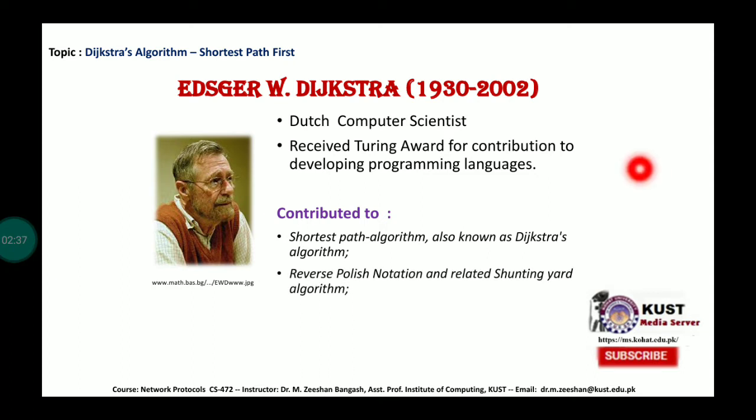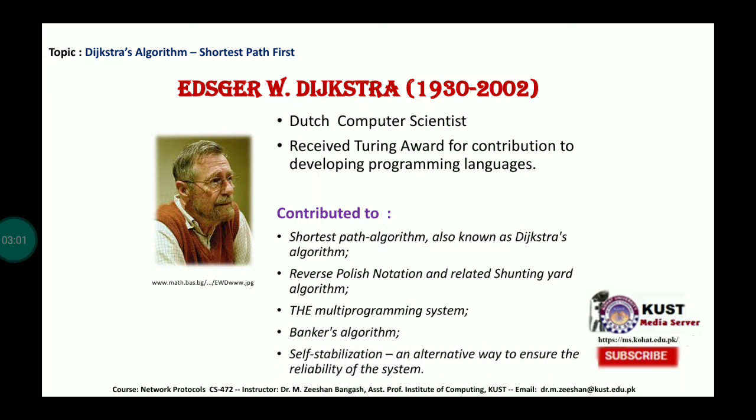He is also the author of the shunting yard algorithm, which has a very renowned application, particularly the reverse Polish notation, and one of the famous algorithms, we call it a Bangash algorithm. He is also the author of that. He also proposed the multi-programming system mechanisms, and when we talk about fault tolerance and self-stabilization, he proposed an alternate way to ensure the reliability of the system. That's called self-stabilization. So he is basically the author of Dijkstra algorithm, which we are going to discuss today.